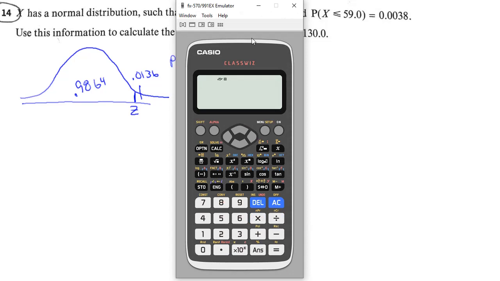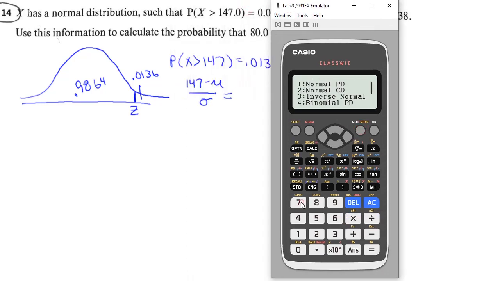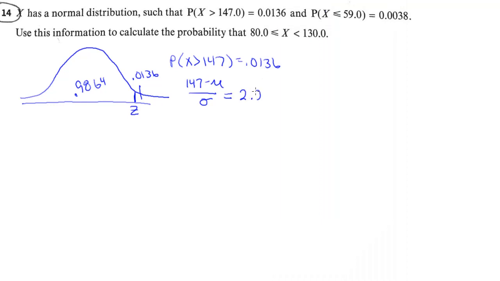So then all we do is use the z-score equation and write down 147 minus mu over standard deviation. Do the inverse normal for 0.9864, and we find out that our z-score is 2.209. And then we get that into an equation. We're going to do this one more time.